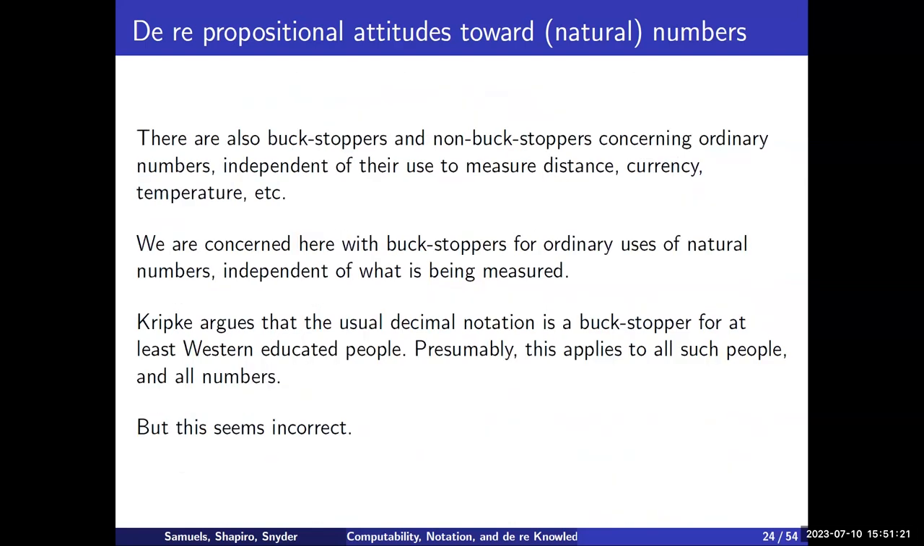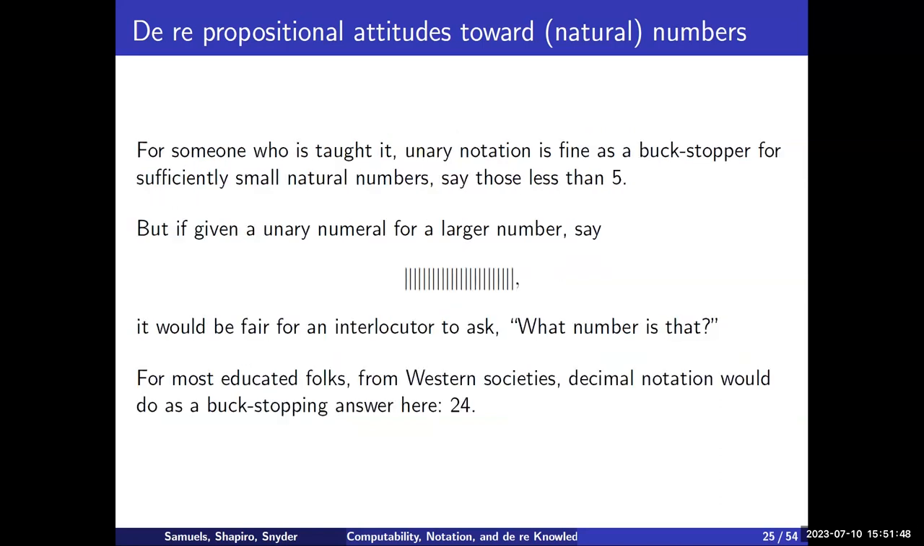There are also buck stoppers and non-buck stoppers concerning ordinary numbers, independent of their use to measure anything. We're concerned here with buck stoppers for ordinary uses of natural numbers, independently of what is being represented. Kripke argues that decimal notation is a buck stopper for at least Western educated people. Presumably, this applies to all such people and all numbers, but this seems incorrect. For someone who has taught it, unary notation is fine as a buck stopper for sufficiently small natural numbers, say those less than five, but given a unary numeral for a larger number, say this one, it would be fair for the interlocutor to ask, what number is that?